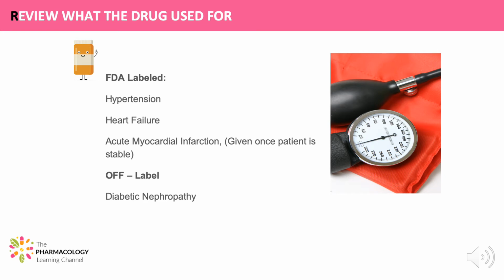R is to review what the drug is used for. So when you're learning medications, each medication can be used for multiple things. So in this video series, we are just going to focus on hypertension. And if you see FDA labeled or off-label uses, basically what that means is that the drug company, in this case, the ACE inhibitors, the drug company completed a drug trial, they completed the paperwork, and they were approved by the FDA so that we could use ACE inhibitors to treat hypertension, heart failure, and MI.